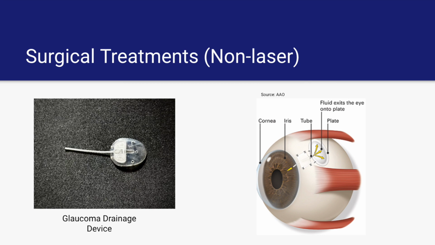Another operation involves implanting a glaucoma drainage tube, where a reservoir is implanted with a one-way valve tube that goes into the anterior chamber. As shown in the left picture, this device will prevent eye pressure from being too high, as the tube will drain aqueous fluid to maintain normal eye pressure.